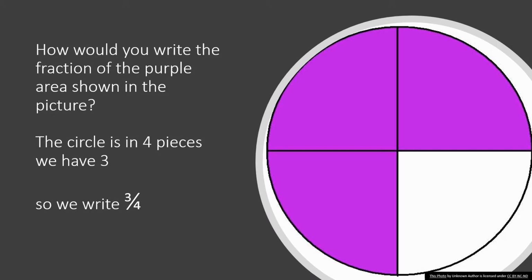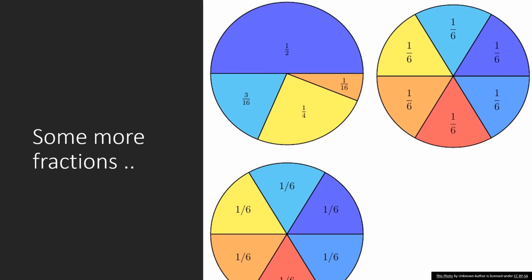Just to recap, how would you write the fraction shown in the purple area? We've got 1, 2, 3, 4 pieces or quarters. We have 3 of them as purple. So we're going to write 3 over 4. And here's some more fractions.